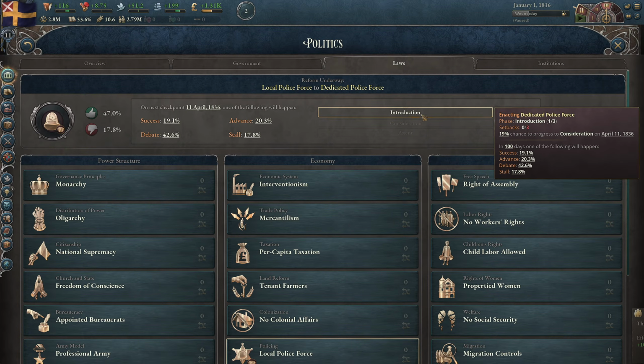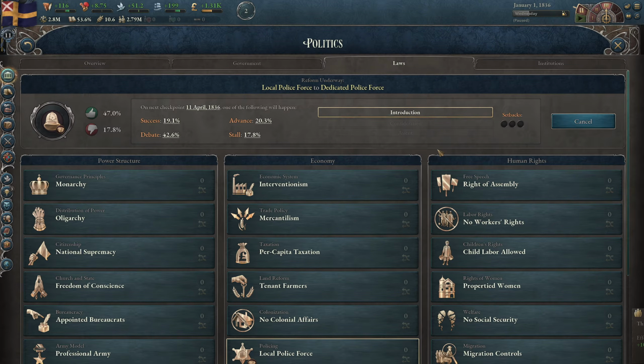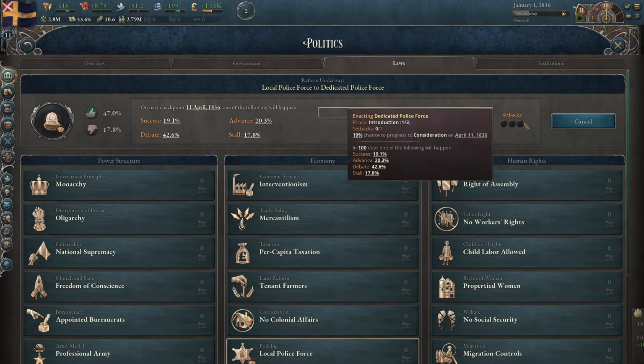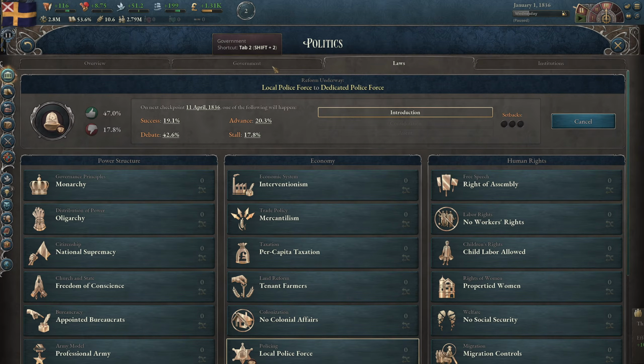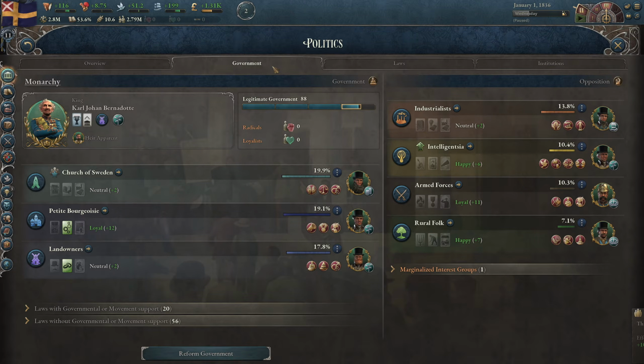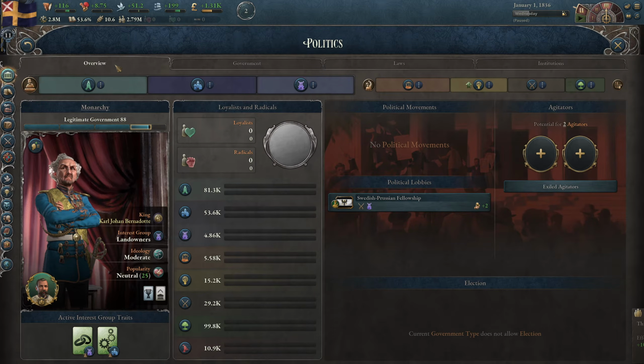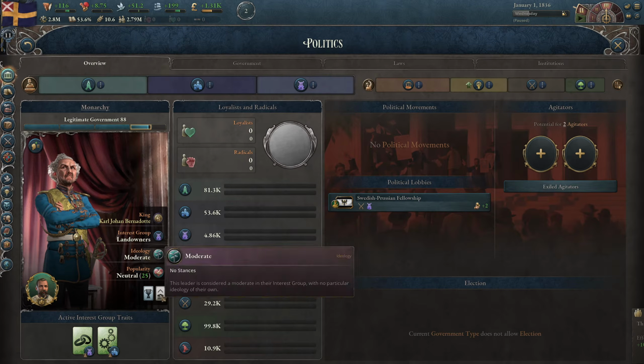And yeah, here you can see the 3 states: introduction, consideration, assent, and then you get the law. You can also have some setbacks, but let's see how that goes when we play the game. Okay, we have done everything here. Also, your king is having sometimes an ideology that they want.